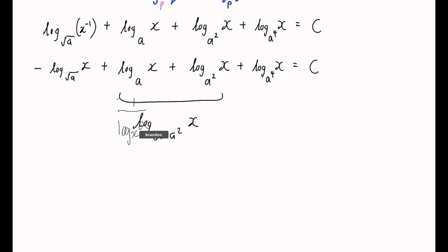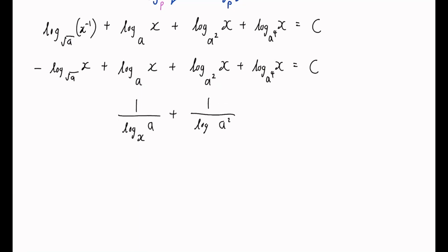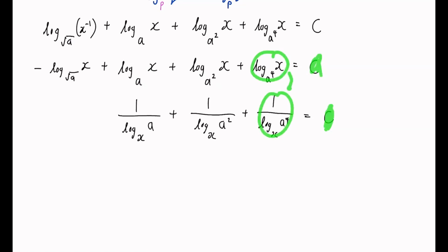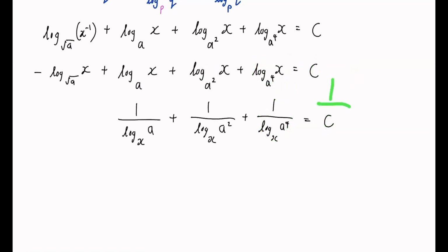So what should you do? Yes, correct. Change the base by using the trick. So it's 1 over log a base x, 1 over log a square base x, 1 over log a power 4 base x equals c. Take note, the c never flips. It's only a special logarithm identity. That's why this becomes 1 over. I'm not flipping the entire equation around. I'm just using log identity.